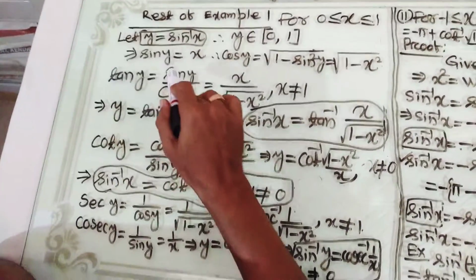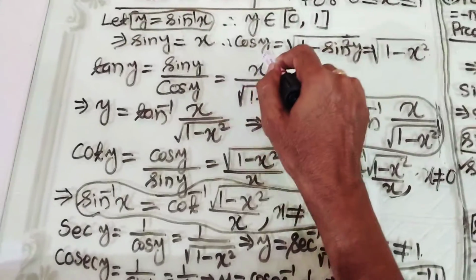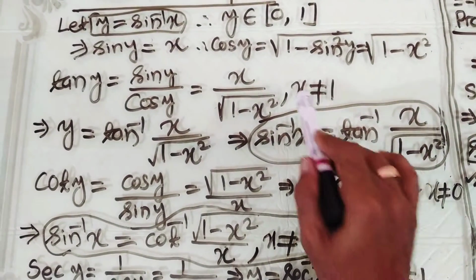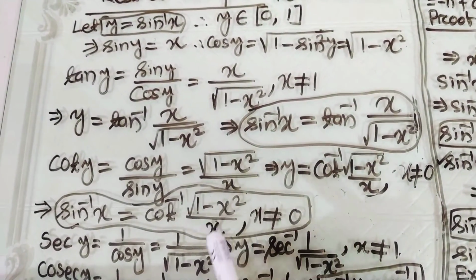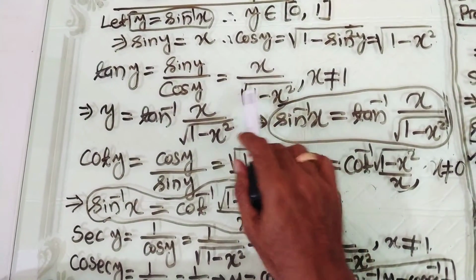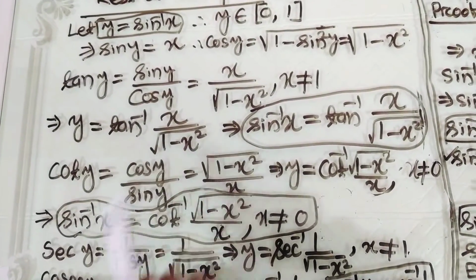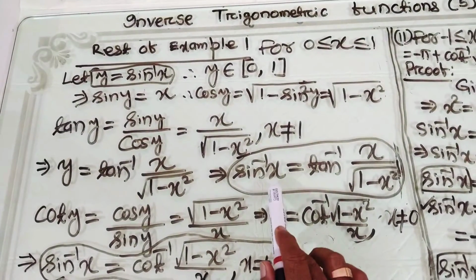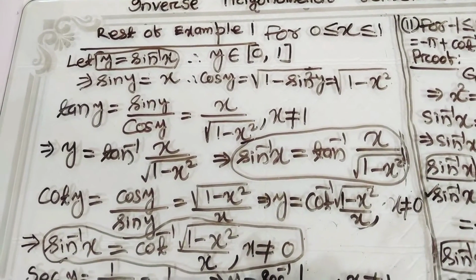Here tan y is equal to sine y by cos y. So the value of sine y is x and cos y is root over 1 minus x square, where x is not equal to 1, because when x is equal to 1, this will be something by 0. Since tan y is equal to x by root over 1 minus x square, y is equal to tan inverse x by root over 1 minus x square. But you know the value of y is sine inverse x. So sine inverse x is equal to tan inverse x by root over 1 minus x square.